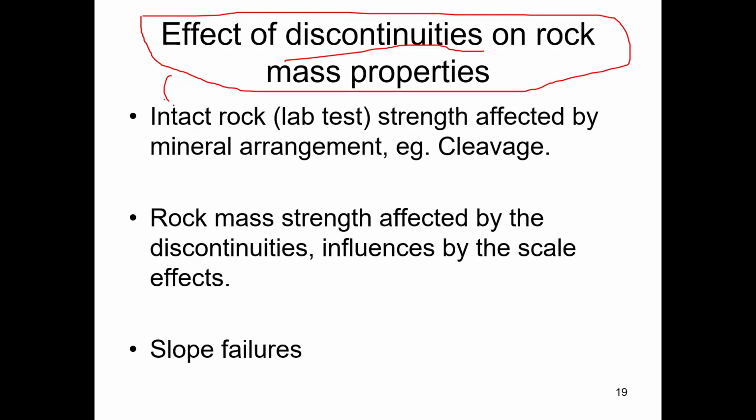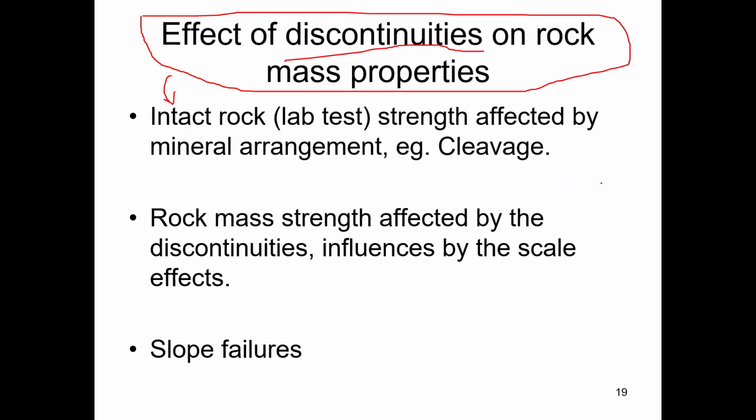In the previous chapter, we discussed intact rock, which is a lab test. We conduct this test in the laboratory, so the effect is only on the arrangement of minerals, for example, the foliation. But it's difficult to get intact rock samples that have joints.